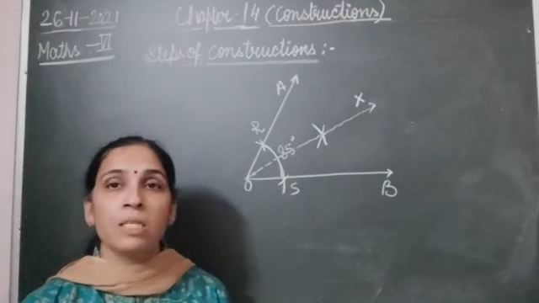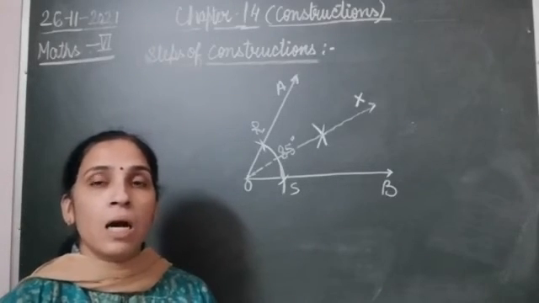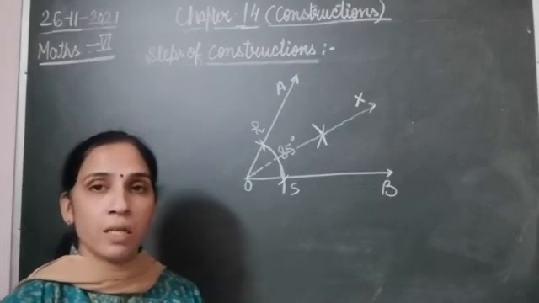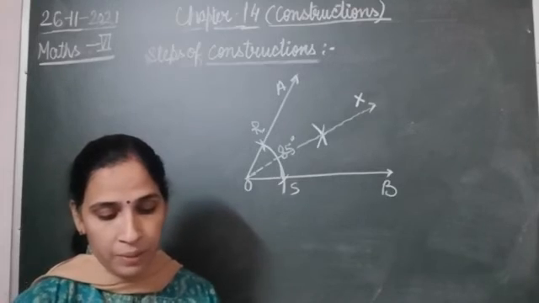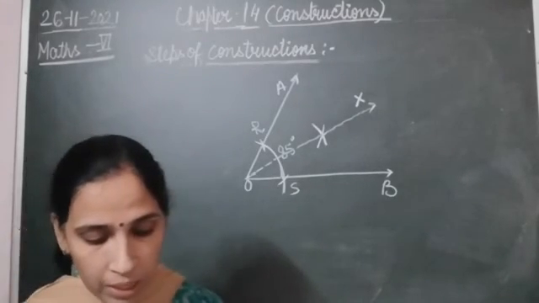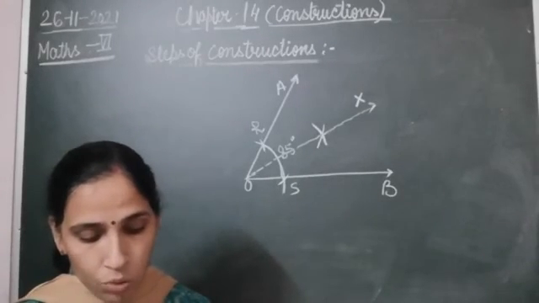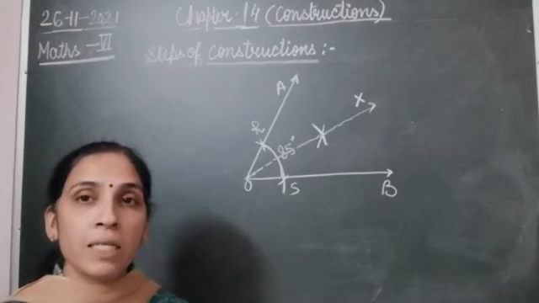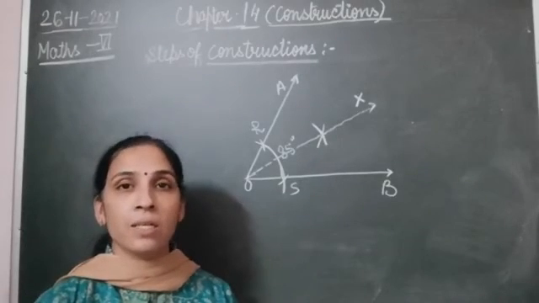So I hope that is clear to you all: how to draw an angle bisector, and how to draw the same angle if you have been given any other angle. The next topic is how to draw a perpendicular to a given line, forming a 90 degree angle with that line. That we will do in our next class.